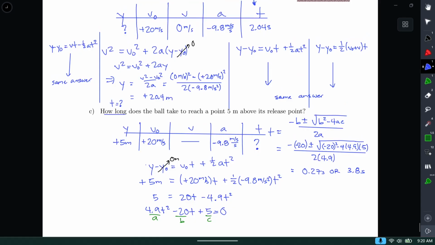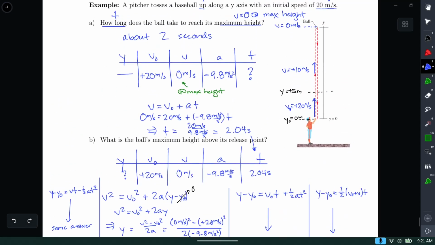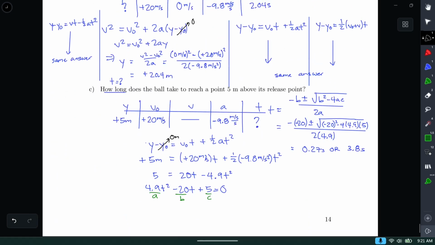Why do I have two answers? Physically, why? I just said math-wise, it's because I have a plus and a minus right here. But why physically should I have two answers? Once when it's going up and once when it's coming back down. Exactly, it's at 5 meters twice, once on the way up and once on the way back down. And it's telling us both. That's kind of neat that it's telling us both for when it's rising and for when it's falling. The math automatically spits that out.